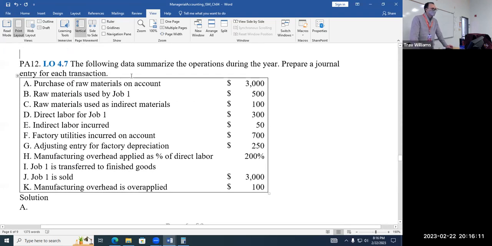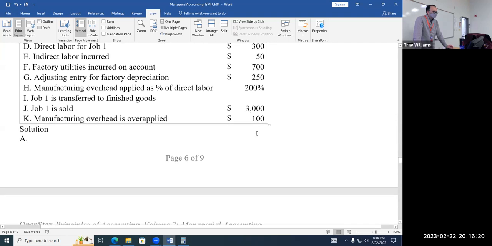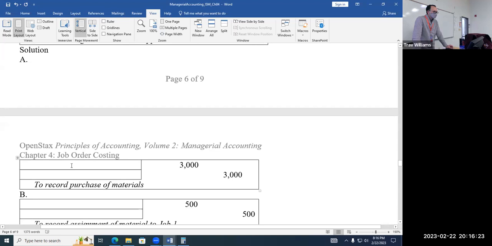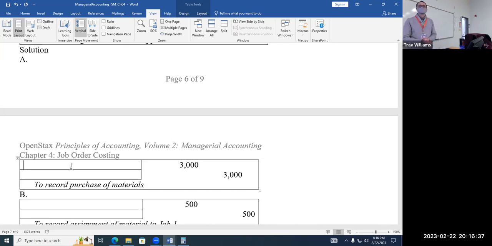Okay, we've got all these transactions and we need to journalize them. The first one, we buy some raw materials on account. What would we debit? What would we credit? We bought some raw materials on accounts. Inventory. Okay, we're going to debit raw materials inventory because that's what we got from this transaction. And assets we debit when they go up.